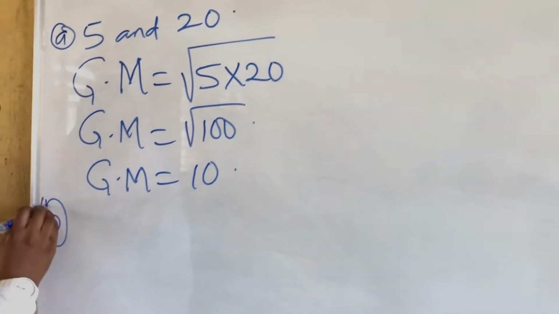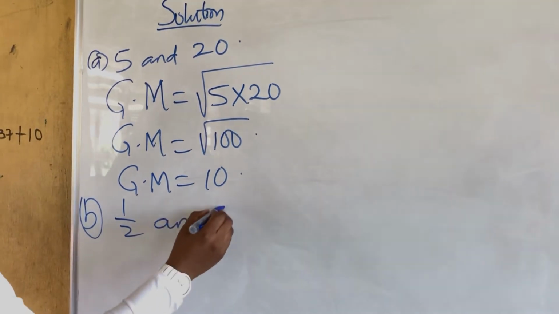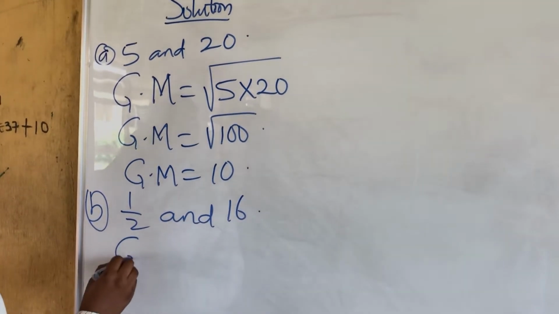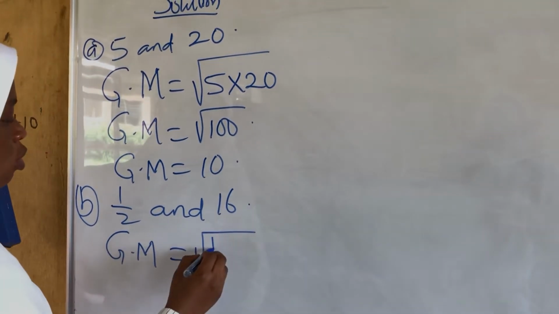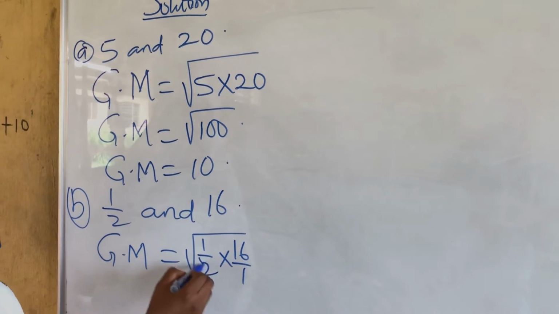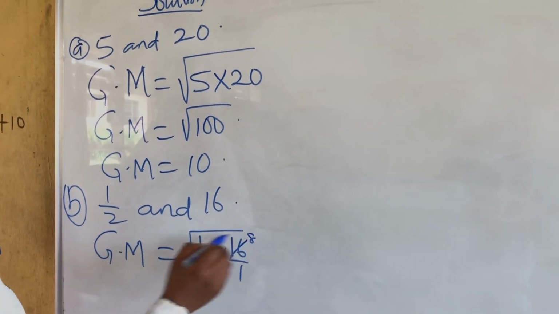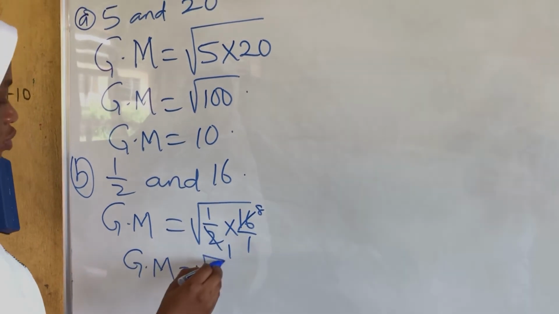B, 1 over 2 and 16. So GM of 1 over 2 and 16 will be equal to square root of 1 over 2 multiplied by 16 over 1. So 2 here 1, 2 here 8. So the GM of this one will be equal to square root of 8.